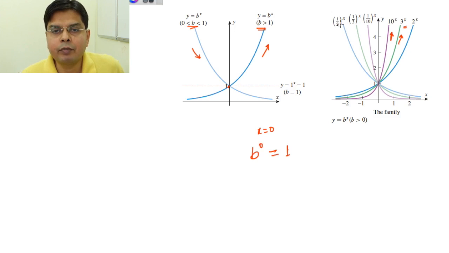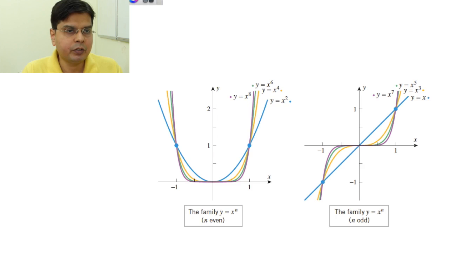Similarly, if this is half to the power x, and here 1 by 10 to the power x, so this is falling like this. So as this b is decreasing, this is going towards this direction. The half to the power x is like this, 1 by 3 to the power x is like this. This is all very simple, you can try it yourself. Now let's see another.